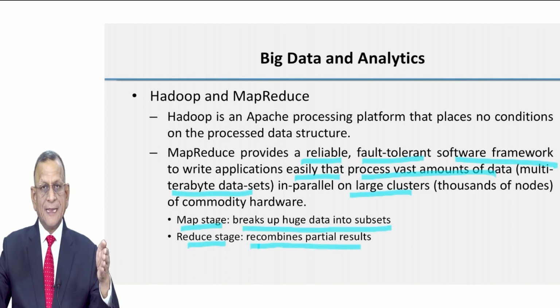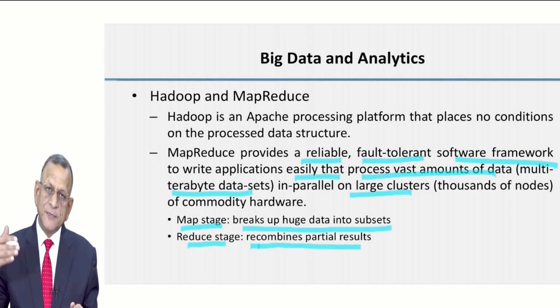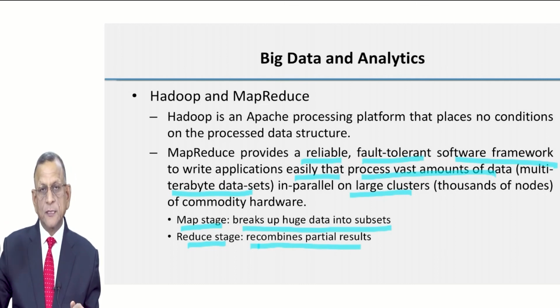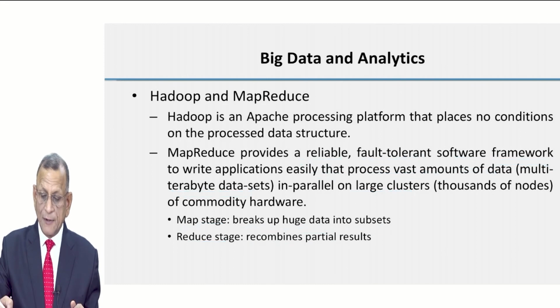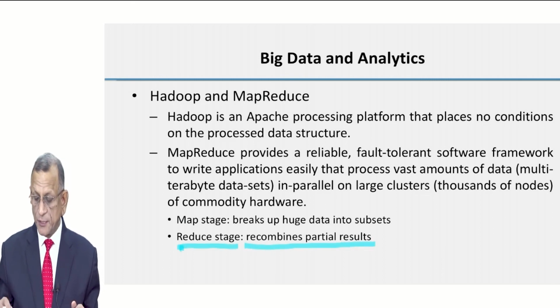So, huge data is there. It's being divided into subsets. Every subset is being analyzed. The result of every subset is being put together. After this putting together, we are going to have recombined partial results. This is something known as the reduce stage.